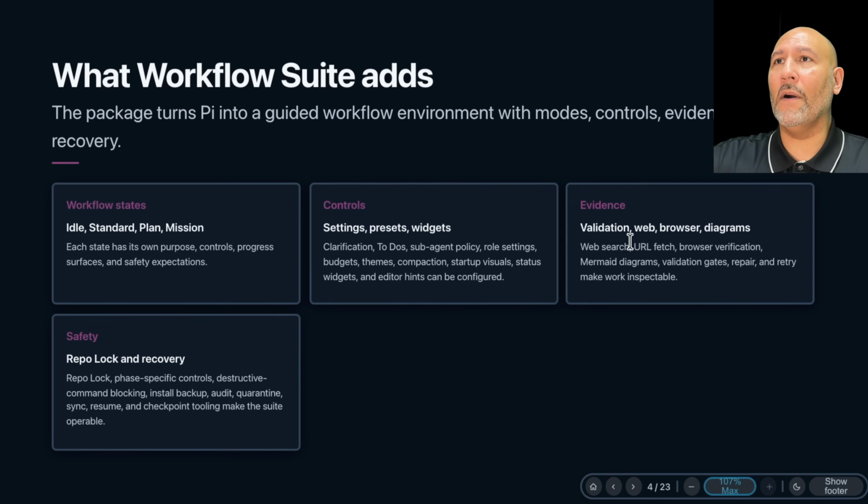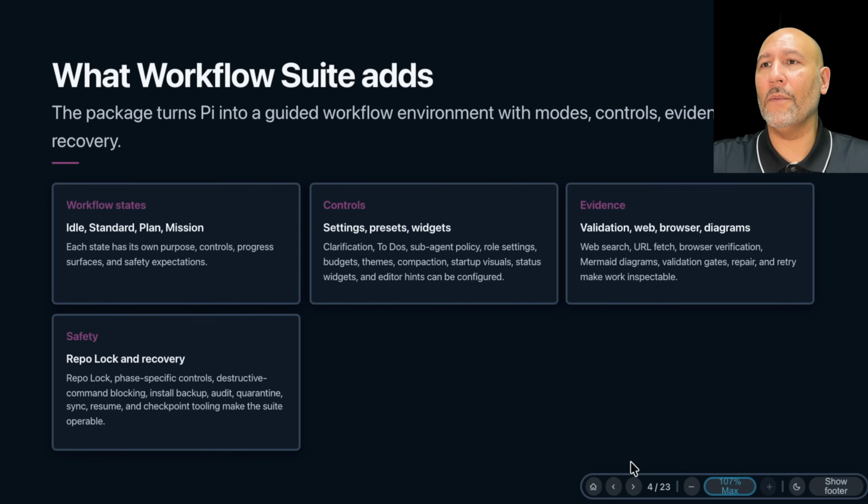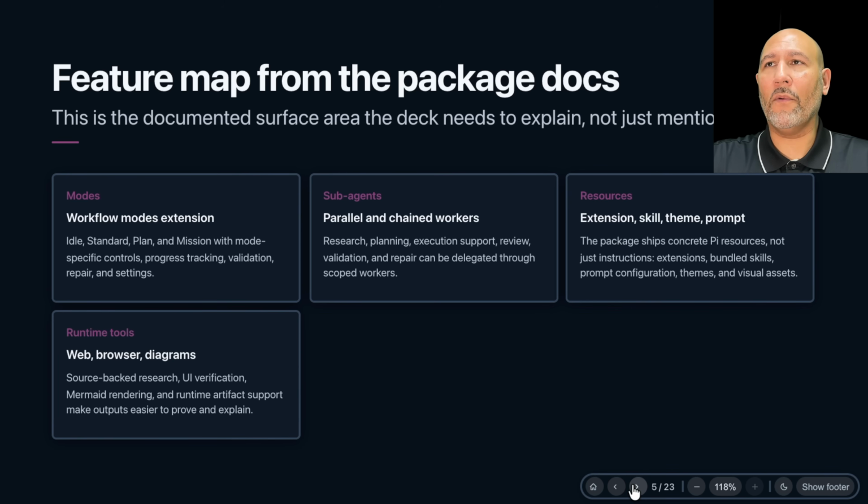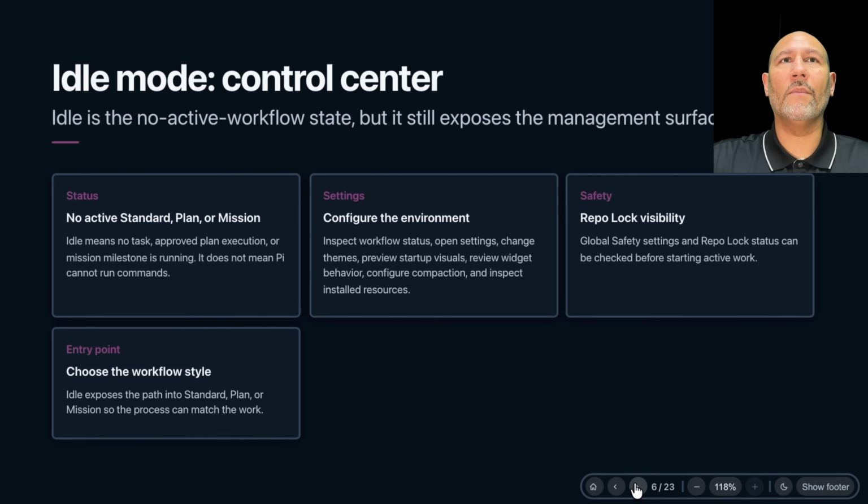So we also have validation, we have web search built in, we have browser access built in, diagrams, Repo Lock, and recovery. So you can recover a plan or a mission as well. We have quite a few skills. We have themes. There are different prompts. In idle mode, basically, you'll still have access to all these features. You can still control the environment. You still have access to Repo Lock, and you can choose the workflow style.